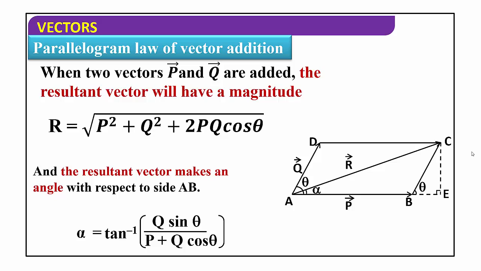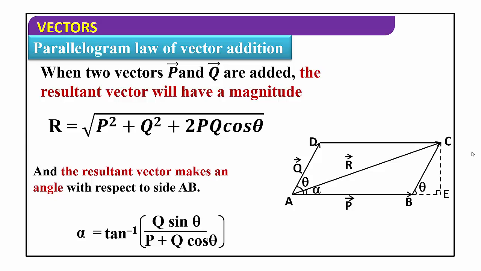In the previous class we derived parallelogram law of vector addition. You can observe these two equations. Once again we can revise what we have studied in the previous class because whatever the special cases we are going to study in today's session, these cases are related to the equations R and alpha. When two vectors P and Q are added, the resultant vector will have a magnitude R equal to square root of P square plus Q square plus 2PQ cos theta. So this expression we already studied. Using this equation, we are going to study some special cases.